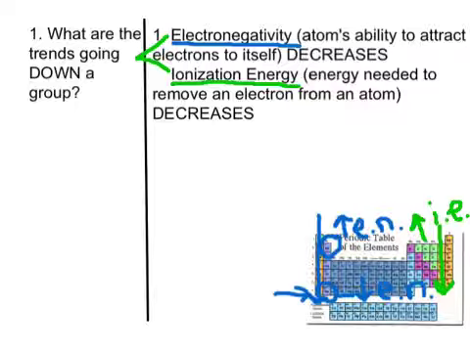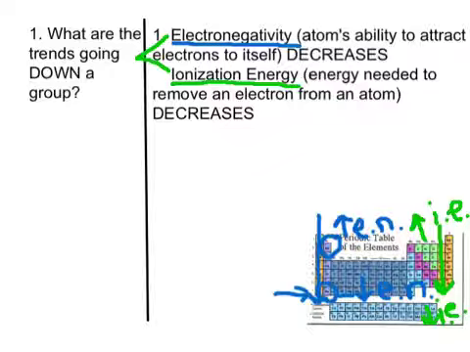It's like taking a toy that a kid really likes away from them. It takes a lot of energy. It takes a lot of pulling in order to get that toy away from that kid. Okay. Now down here on the bottom, as it decreases, they're going to have low ionization energy. Okay.